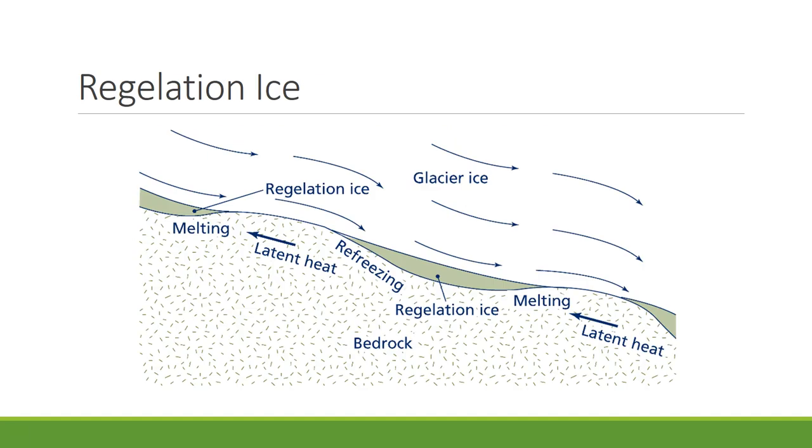Regelation is the process of pressure melting, whereby ice under pressure has a lower melting temperature than unpressurized ice. When glaciers moving downslope encounter obstructions, increased pressure at the obstruction leads to melting. Liquid water flows over the barrier and refreezes in the lower pressure zone downslope of the obstruction, releasing latent heat. This process facilitates ice movement at the base of the glacier.